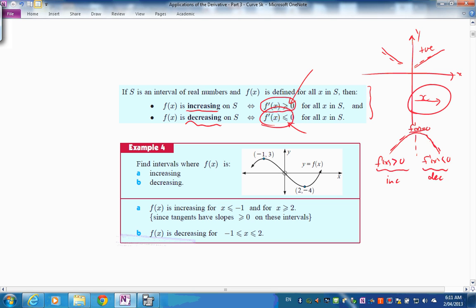And what we say in the middle is that's a boundary condition. Now, we include that in both regions, increasing and decreasing usually, because that's where they overlap. If you want to say is it strictly increasing, or strictly decreasing, you do not include f dash x equals 0, the boundary there. Okay, so that's the subtle difference there.